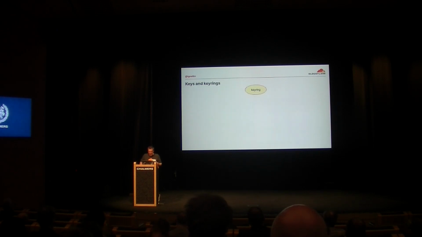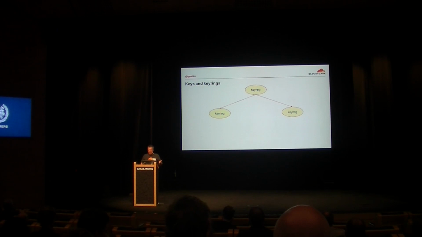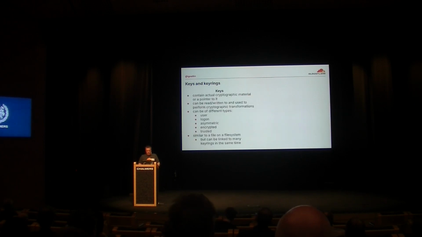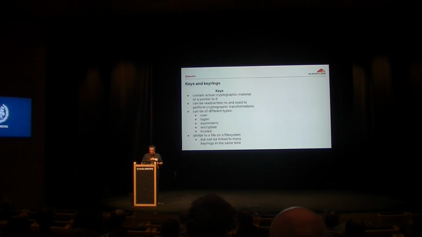Internally, the keystore supports keyrings and keys. A keyring is a collection of keys, basically, and keyrings can contain either keyrings or keys. It's kind of similar to a file system structure. The difference is that the keys contain actual cryptographic material, or a pointer to it, or a handle to a cryptographic device. That's also possible. You can read and write keys and use keys to do cryptographic transformations.